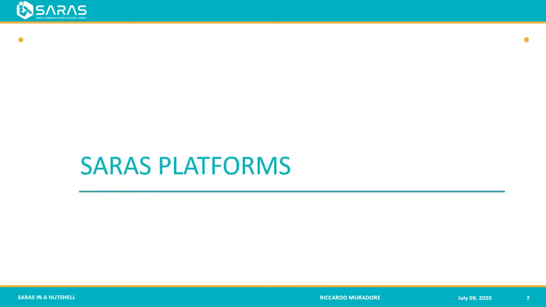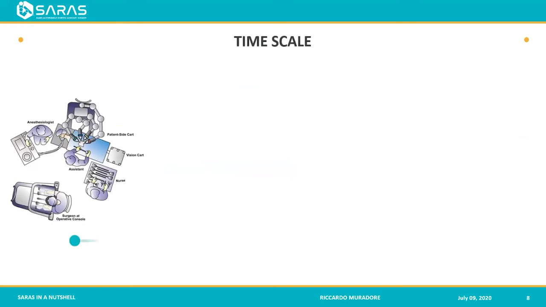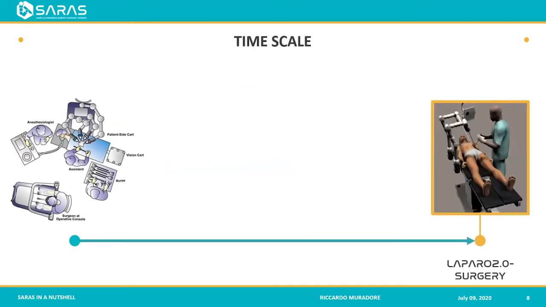So as shown in the video, you go through three platforms. On the left, you can see the standard situation nowadays. We have the surgeon at the Da Vinci console and the assistant next to the patient. And our target is the Laparo 2.0 surgery, a laparoscopic intervention where the surgeon is using standard laparoscopic tools, whereas the SARAS platform plays the role of the assistant.